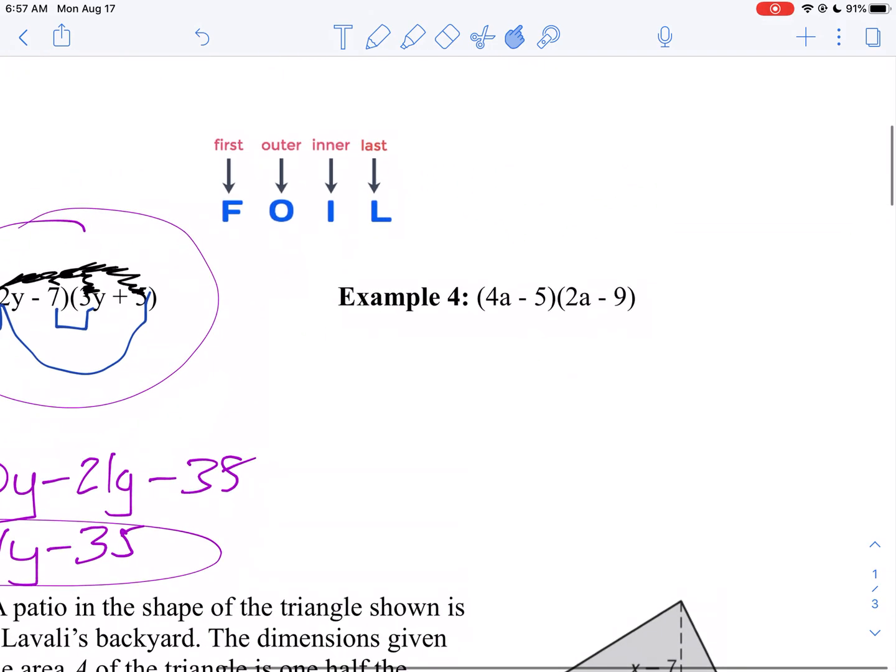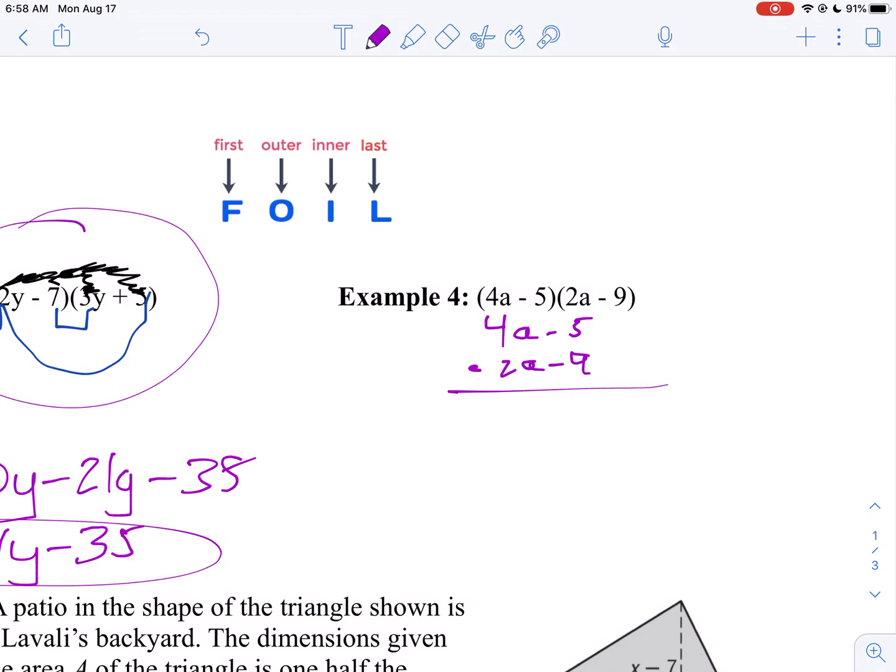Distributing, I think, is the easiest. We can think of this just like we're multiplying two-digit numbers. If I take 4a minus 5 and multiply that by 2a minus 9, well, I look at negative 9 times negative 5. Well, that's positive 45. Negative 9 times 4a, well, that's negative 36a. Put a plus in front of my 45 because it's positive. Then I'll take 2 times negative 5.